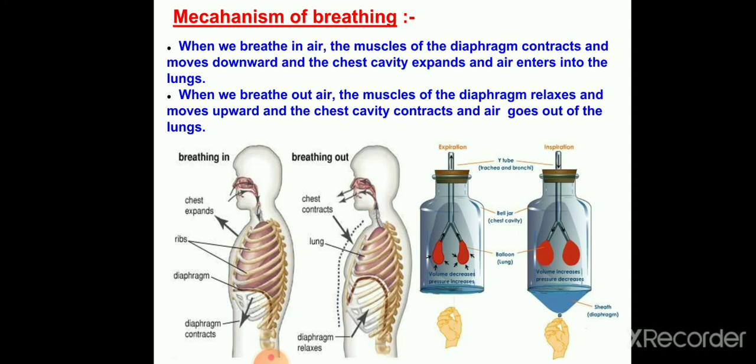Now you can understand the mechanism of breathing. When we breathe in, the muscles of the diaphragm contract and move downward, the chest cavity expands, and air enters the lungs. When we breathe out, the muscles of the diaphragm relax and move upward, the chest cavity contracts, and the air goes out of the lungs. Maybe you have done a small model of this in a previous standard, which we will see now.